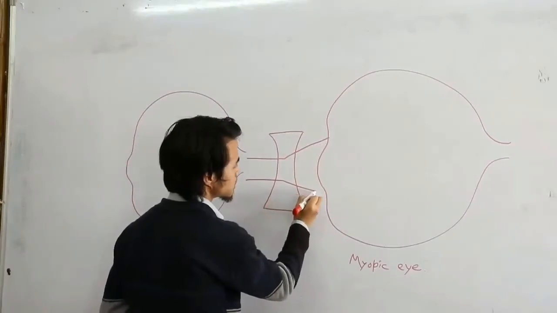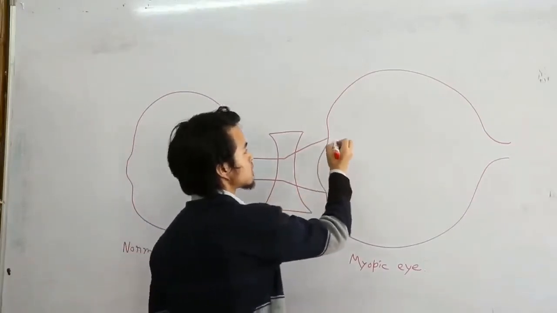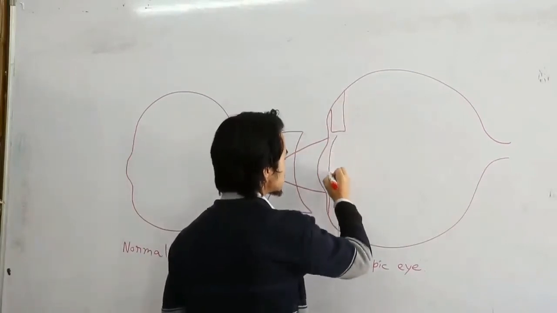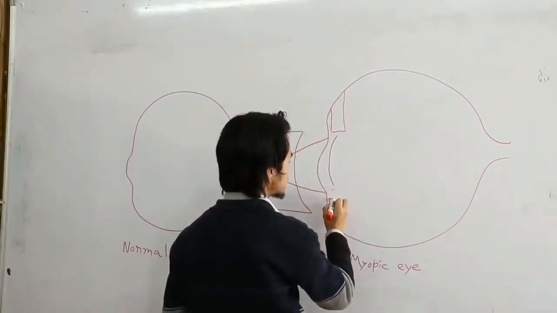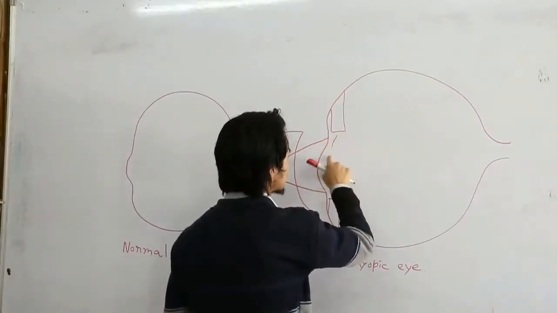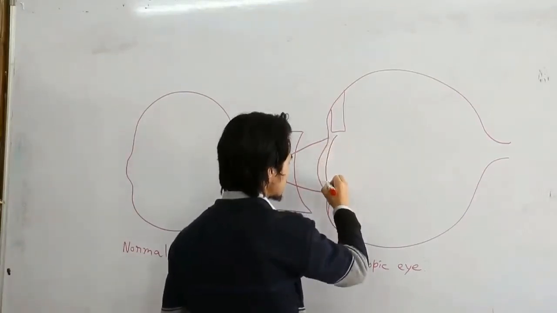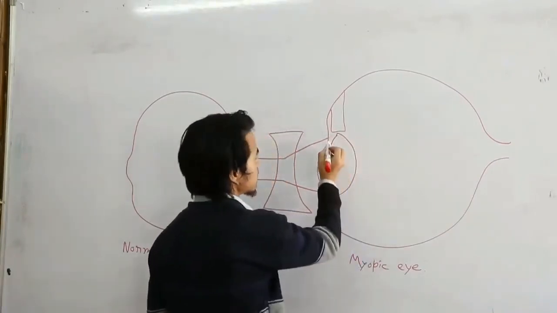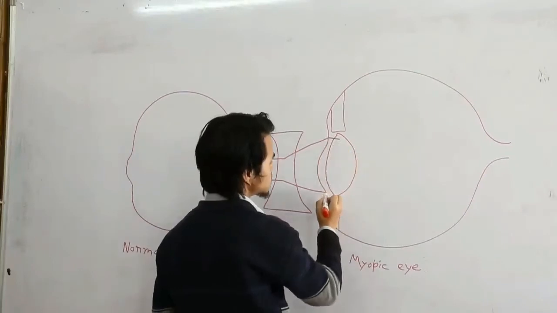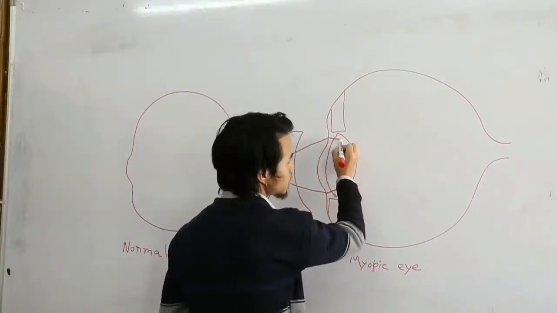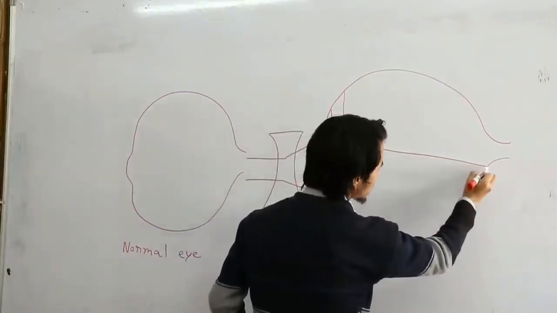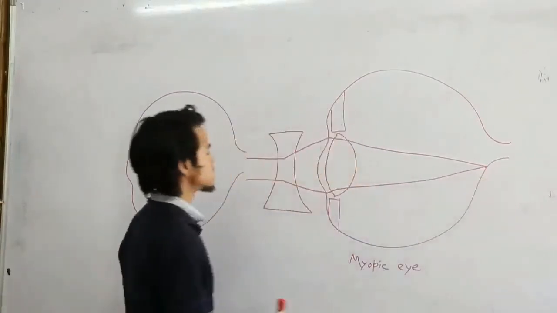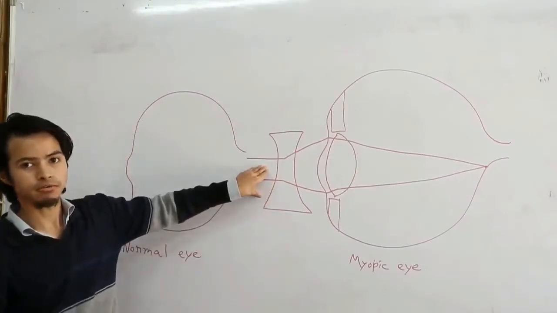coming from a distant object, and on entering the cornea and the crystalline lens, suppose we have somewhere here the crystalline lens, now on entering the cornea these light rays will get bent, and then will get converged exactly on the retina because of the help of the concave lens.